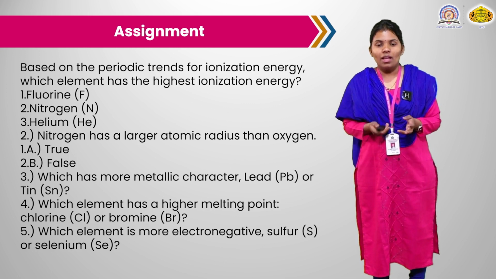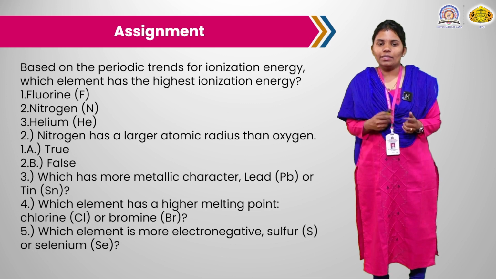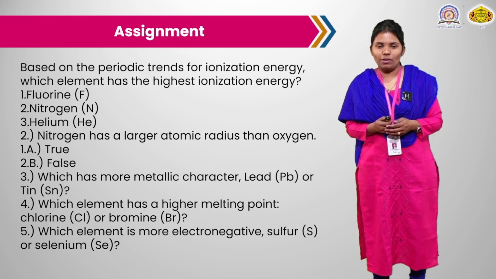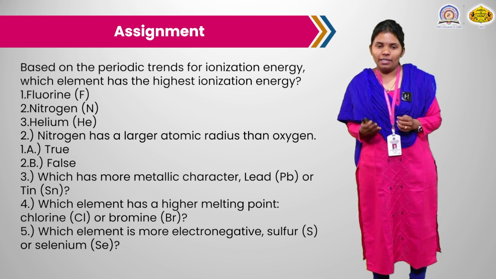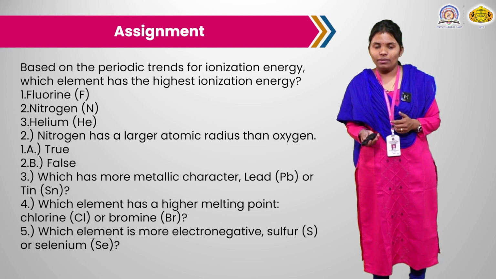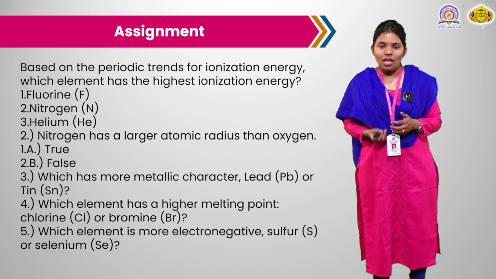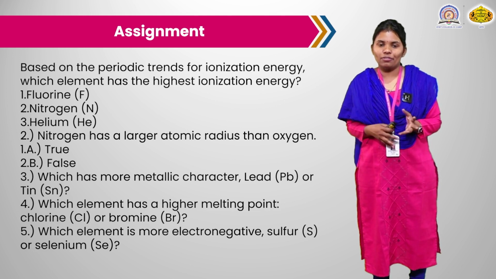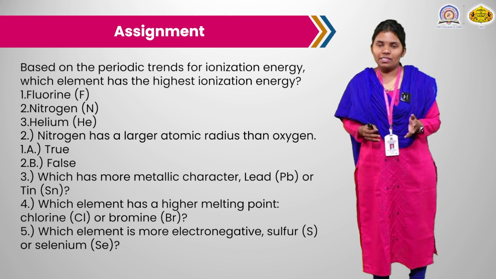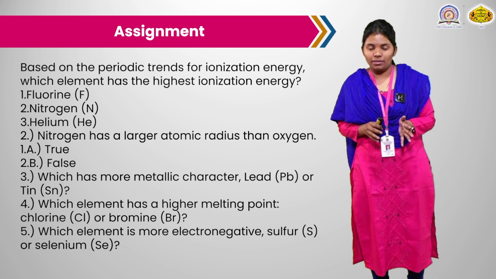Which has a metallic character, lead or tin? Today only we have seen it. Which element has a higher melting point, chlorine or bromine? That is, how the melting point varies from top to bottom. Which element is more electronegative, sulfur or cesium? In a previous lecture we have seen the electronegativity trend.